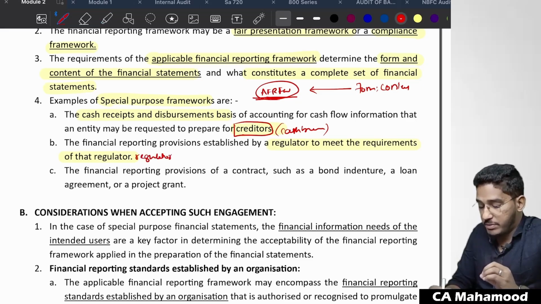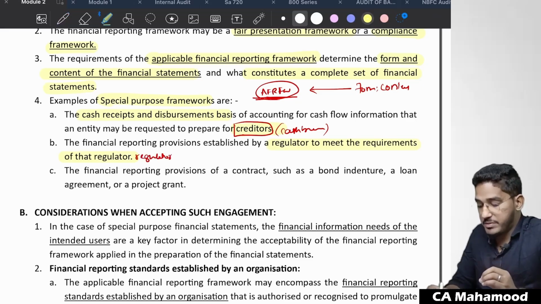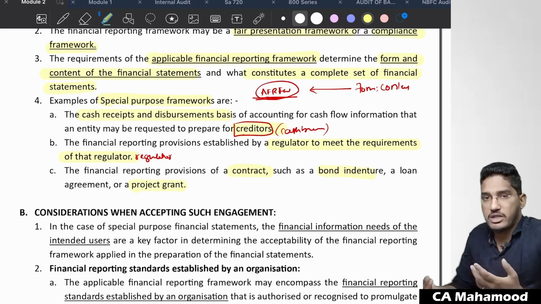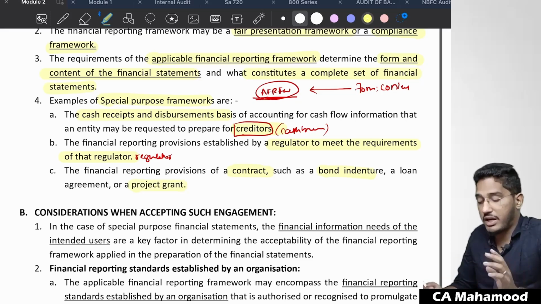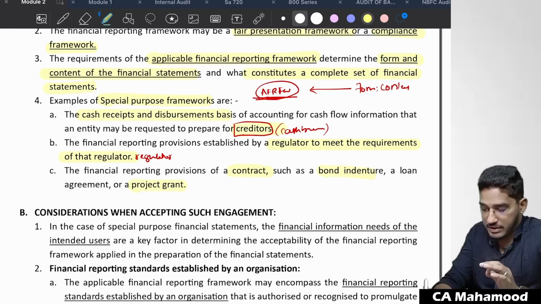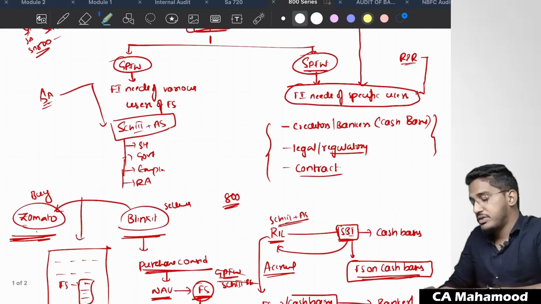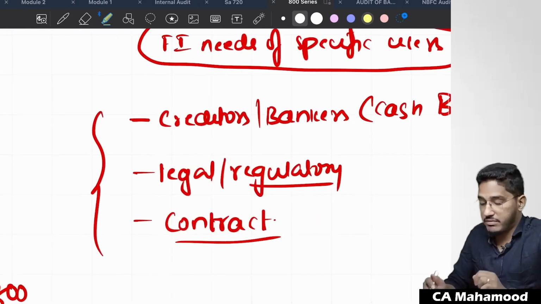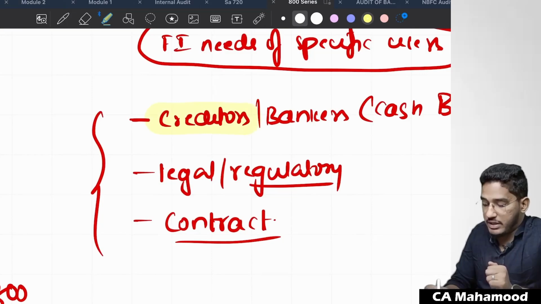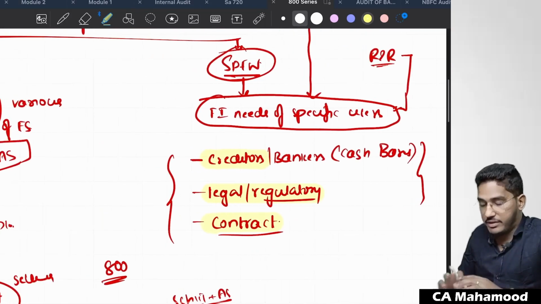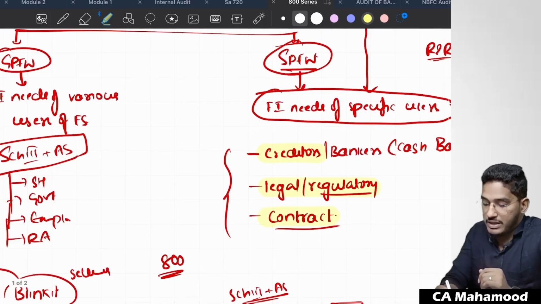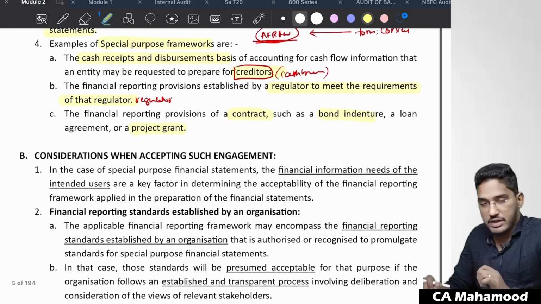Or the financial reporting provisions of a contract. Sometimes the special purpose framework requirements might also arise from a contract, such as a bond indenture. Indenture means agreement, such as a bond agreement, loan agreement, or a project grant or acquisition. So sometimes because of a contract also, special purpose framework requirements will arise. The same three examples: it might be as per the requirements of the creditors, as per legal or regulatory requirements, or because of a contract. Okay, now let us come to what guidance the standard gives.